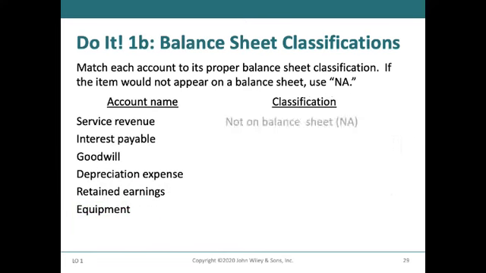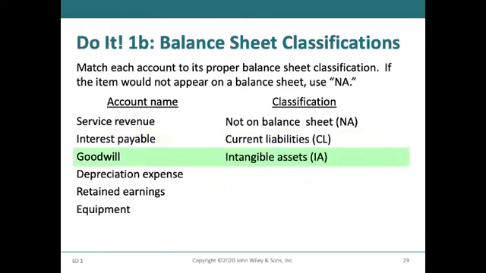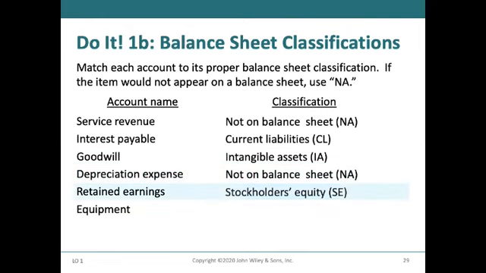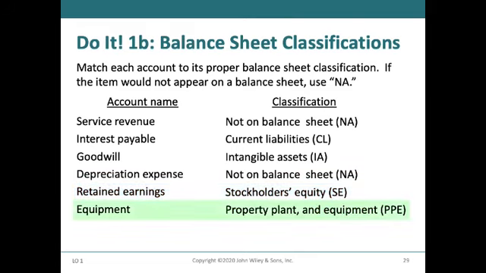Some other items that we can look at to classify would be service revenue. Now, revenue is actually on the income statement, not on the balance sheet, so that would be an NA. Interest payable. Payable means liability, and that falls into the current liability classification. Goodwill happens to be an asset. It's an intangible asset. Depreciation expense. If it has the word expense on it, it's not going to be on the balance sheet. It's going to be on the income statement, so that's an NA. Retained earnings actually is on the balance sheet in the shareholders' equity section, so SE. And then equipment belongs in property, plant, and equipment, so PPE.